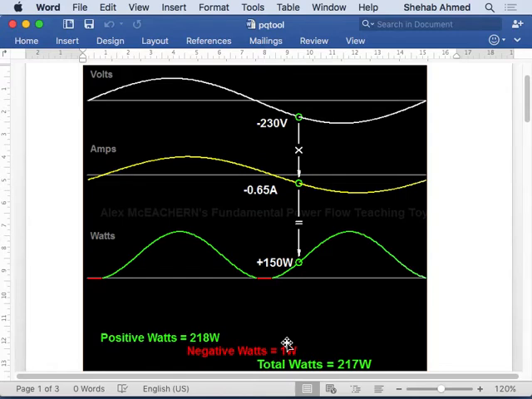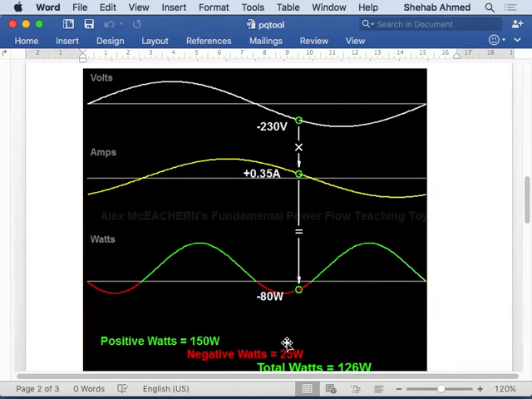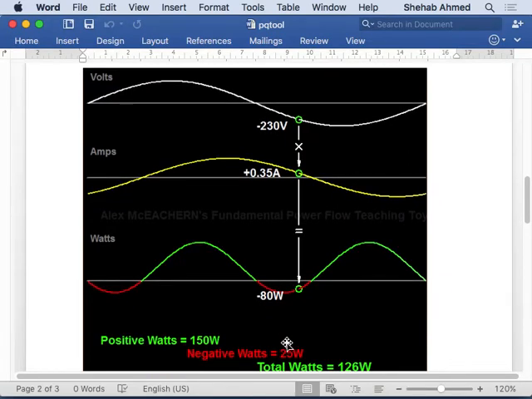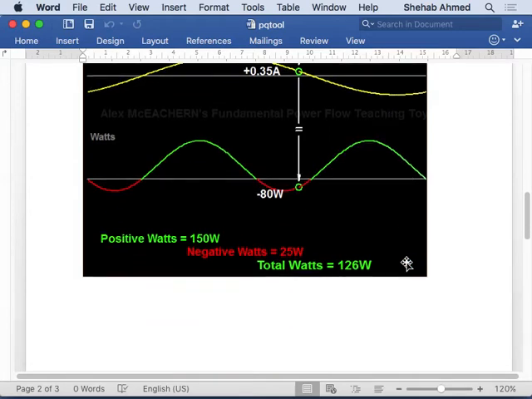So how about here? Yeah, the current is lagging the voltage. So this is the voltage zero crossing point. This is the current zero crossing point. The current is lagging the voltage, right? So we expect it to be inductive. So we will have some reactive power, and it's clear that we have some negative area under the instantaneous power curve, right?